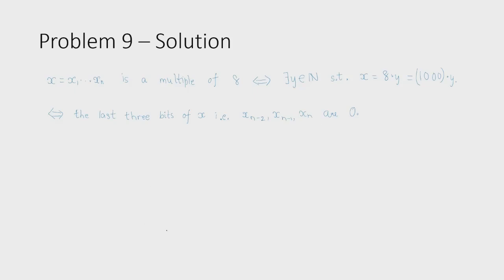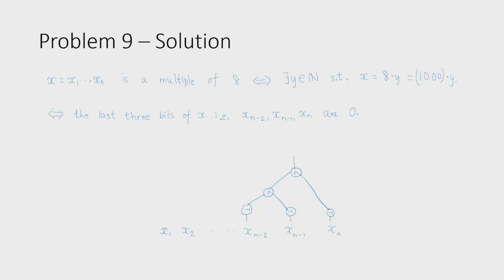This gives us a very simple circuit. Its inputs are the n bits, and the circuit is this. We first compute the negation of xn minus 2, xn minus 1 and xn, then compute the AND of the first two, and then the AND of that with the third, and this is our circuit.